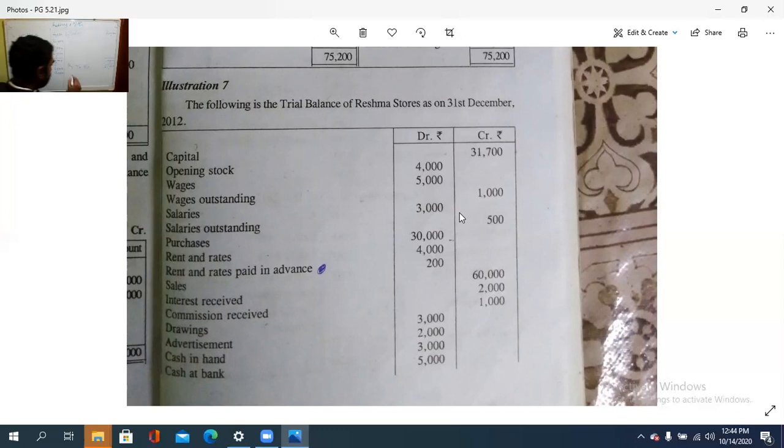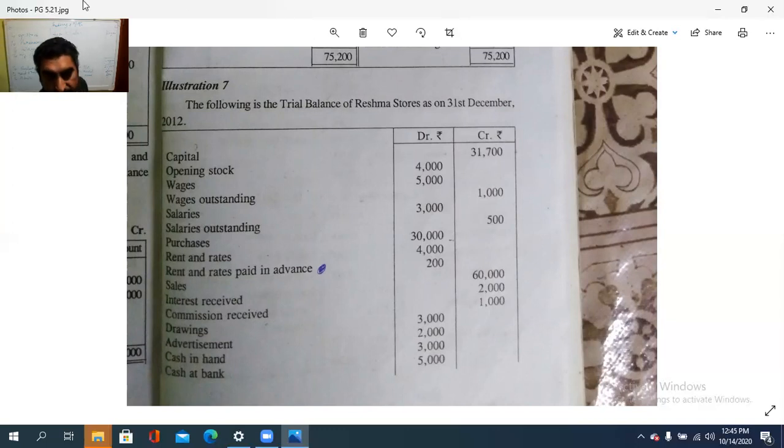Then sales already taken. Then by interest received, how much? 2,000. Then by commission received, how much? 1,000. Drawings is deducted from the balance sheet liability side. Then advertisement, how much is it? 2,000.